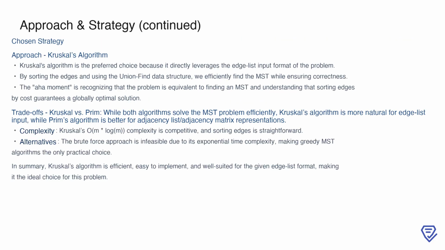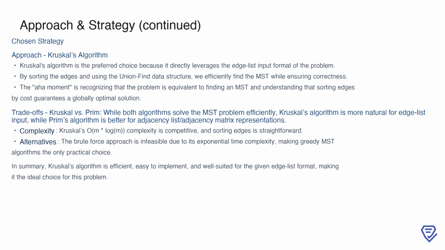The chosen strategy for this problem is Kruskal's algorithm. It is particularly well suited because the edge list input format aligns naturally with Kruskal's approach. By sorting the edges by cost and using the union-find data structure, we can efficiently construct the MST while guaranteeing correctness. The key insight here is recognizing that the problem can be reduced to finding an MST, and sorting edges by cost ensures that we always take the globally optimal path.